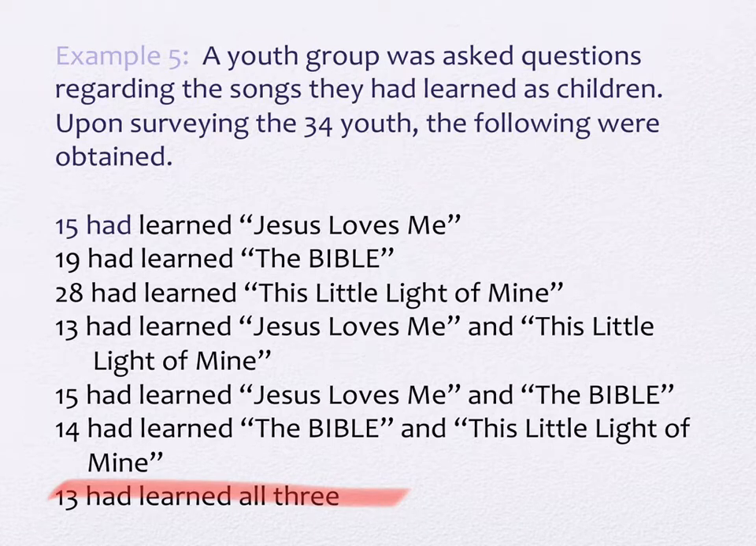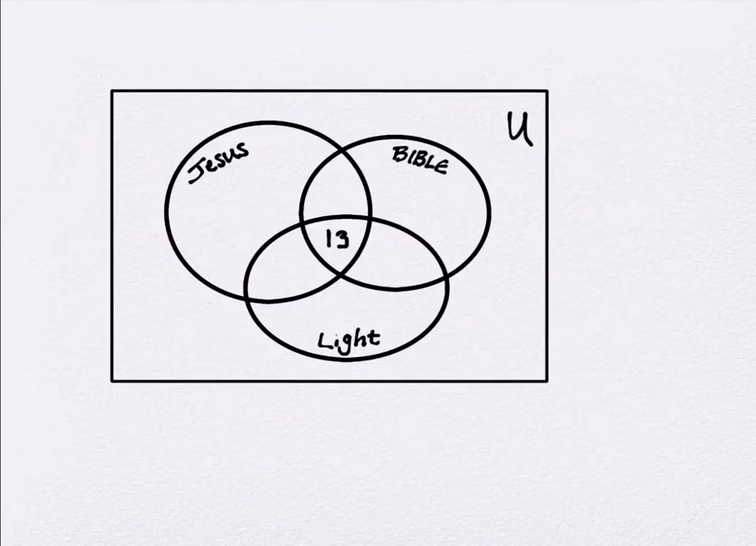All right, what would you like to use next? The next one. So the 14, like the one right above it, just kind of going backwards. It says 14 had learned the B-I-B-L-E and This Little Light of Mine. So we're going to take care of this one next. The B-I-B-L-E and This Little Light of Mine is the overlapping fish on the right. Yes? So what do I need to put in the other part of that fish region? 1. So that the 13 and the 1 add up to 14. Very good.